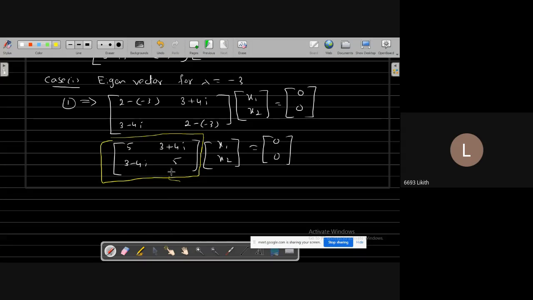Don't do such an experiment. What you do is take one equation. It is a 2 cross 2 matrix, so take one equation. Taking the last equation, you can take any one. What is that? 3 minus 4i into x1 plus 5x2 is equal to 0.